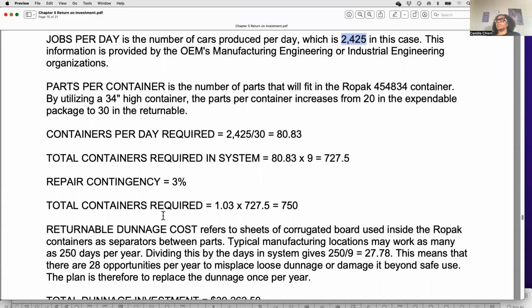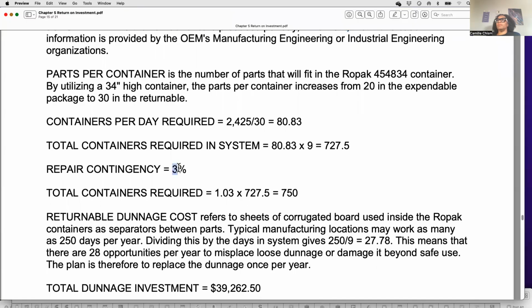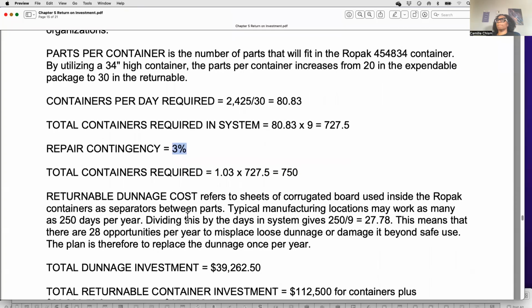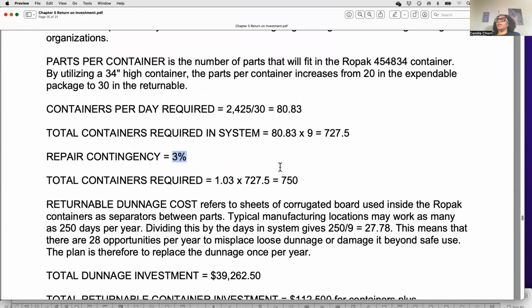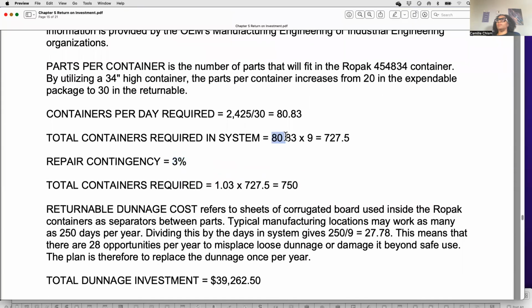Number required in the system. Their repair contingency is 3%, we mentioned before, and they took that to get 750. So again, they calculated that 80.83 or the 81 total containers, because they're using basically just under 81 containers a day. They know they have 9 days in the system. So we're basically using those same numbers that we used in the last example, except that the repair contingency is now 3%. So what they did was take 1.03 times 727.